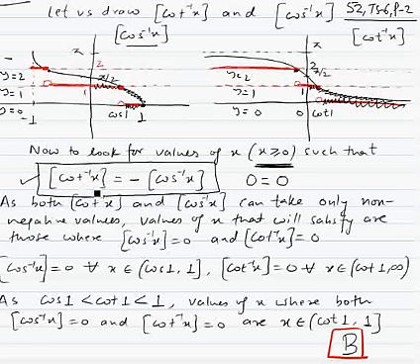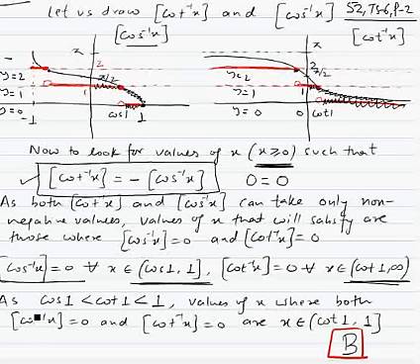So we have to find the values where the greatest integer of cot inverse x is 0, and at the same time those values where this is also 0. Now we can see where the greatest integer of cos inverse x is 0. It is 0 for values from cos 1 to 1, and the greatest integer of cot inverse x is 0 from cot 1 to infinity. Now we have to take the intersection of these values.